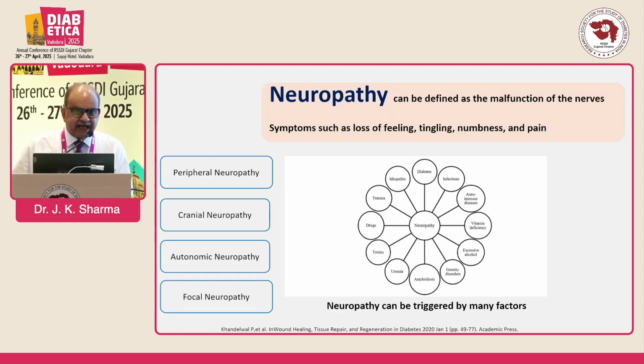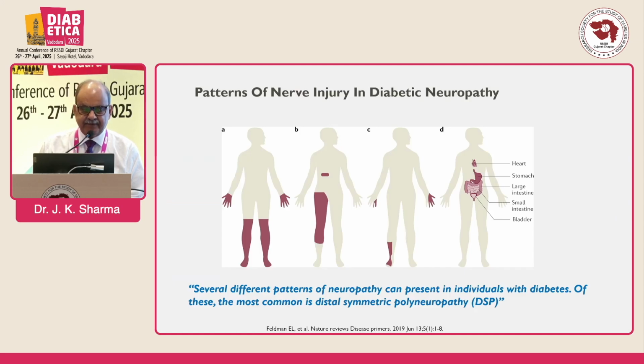So not only diabetic peripheral neuropathy, there are other kinds of neuropathies also in diabetic patients. They are the cranial neuropathy, autonomic neuropathy, and focal neuropathies, and neuropathy that can be triggered by many factors. But now I am taking only the diabetic peripheral neuropathy. These are the patterns of nerve injury in diabetic neuropathy. Several different patterns of neuropathy can present in individuals with diabetes. Of these, the most common is the distal symmetric polyneuropathy, that is known as the DSP.